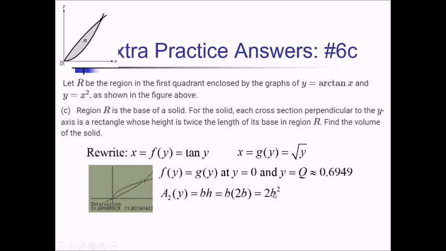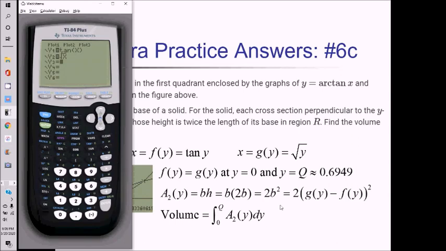And now I need to redefine the base in terms of y. The base of these rectangles is just going to be the distance from one end of the bounded region to the other, from left to right. So to get that horizontal distance, all I have to do is do the right function minus the left function. So that's going to be g of y minus f of y. So that's what I'm squaring inside there instead of b. So now I'm going to have the integral from 0 to Q of this A sub 2 function, A sub 2 of y dy. Let me do all that on the calculator now.